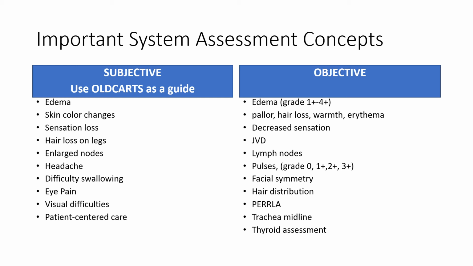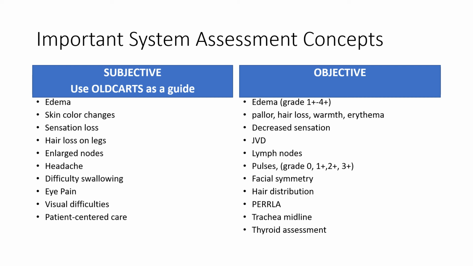If they have any pallor or hair loss, warmth or erythema, which means redness, any decreased sensation, and there are assessment techniques to determine this, JVD, jugular vein distension. We want to assess lymph nodes. Are they tender? Are they palpable, movable? Are they fixed? Those are all definitely things that we want to look at when you're assessing lymph nodes.